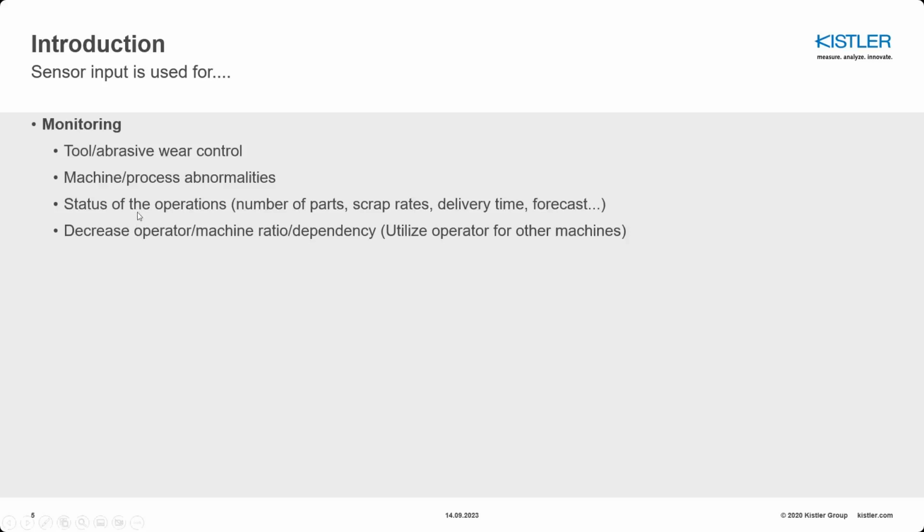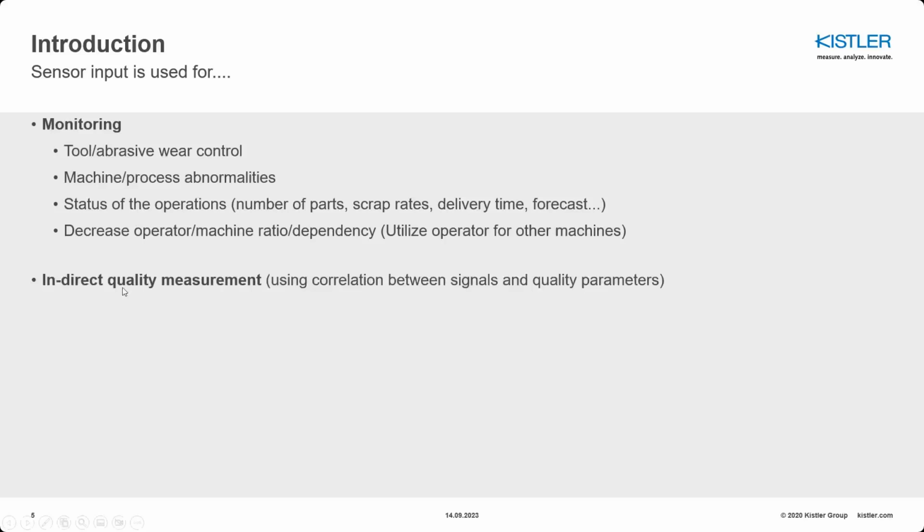We are using sensors to monitor the status of the operations. We would like to see the number of parts, scrap rates, and delivery time, so that we can see where we are when it comes to plant manufacturing. One very important reason is also to decrease the operator-to-machine ratio. We do not want to have one operator standing by one machine. We would like to have maybe one operator managing 10 or 15 machines, right? Operator headcount, in lean manufacturing terms, is a big cost of the total manufacturing. So we would like to decrease this, and that's why we need to be able to monitor your process.